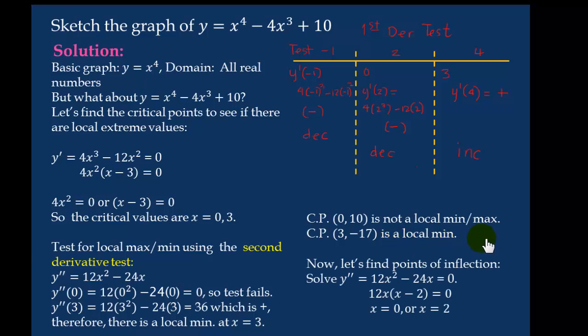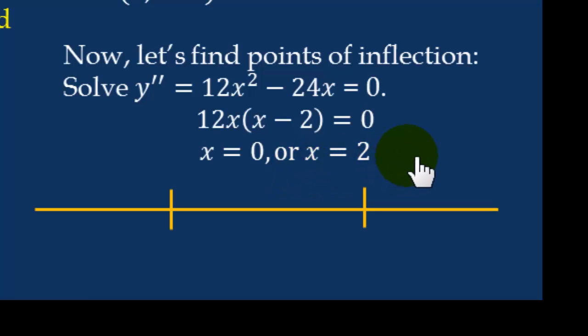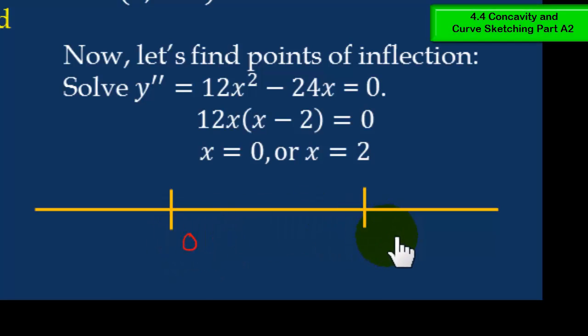Now let's find points of inflection. When we set y double prime to 0, we see that x is equal to 0 or x is equal to 2. Now we're going to test for concavity. So there are two critical values for the points of inflection, when x is 0 and when x is equal to 2. So we test, say, negative 1, we test 1, and then 3.